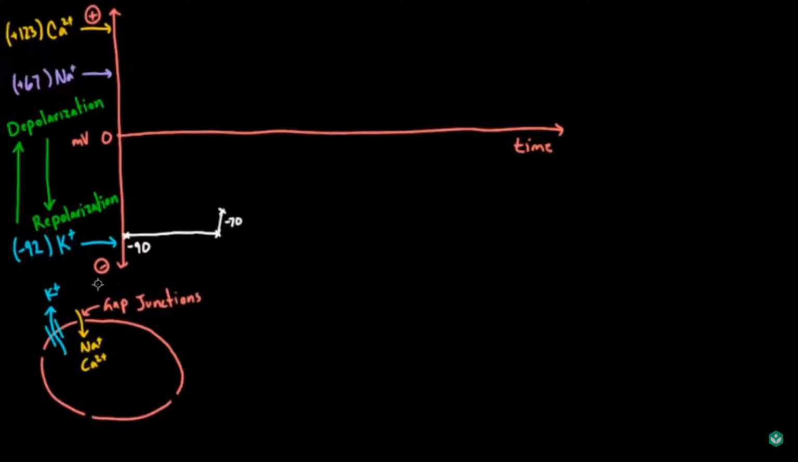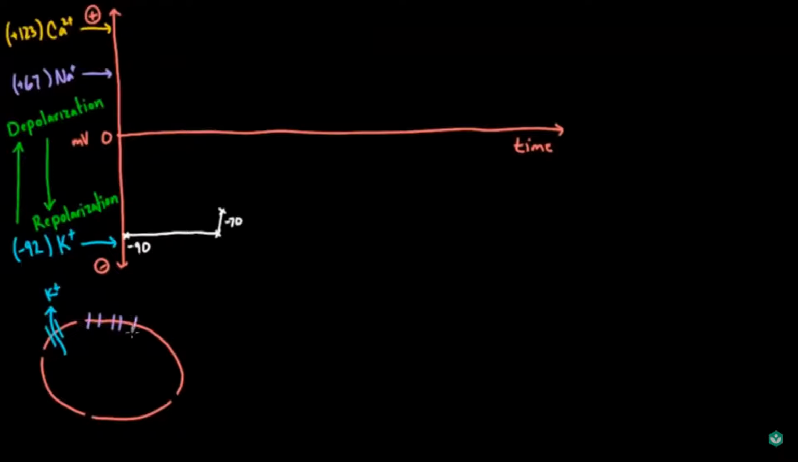So at this point, I'm going to erase gap junctions, but now that you're at negative 70, you actually get new channels opening up. And I haven't drawn them yet, and I'm going to erase sodium and calcium just to make some space. But you get new channels opening up, and these are going to be the sodium channels. So let me draw those in.